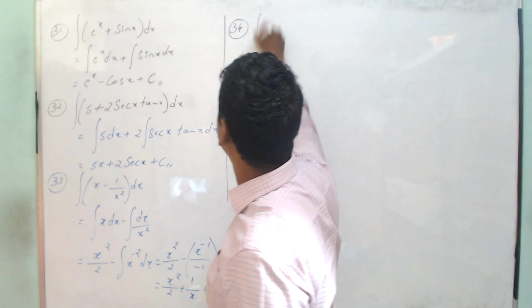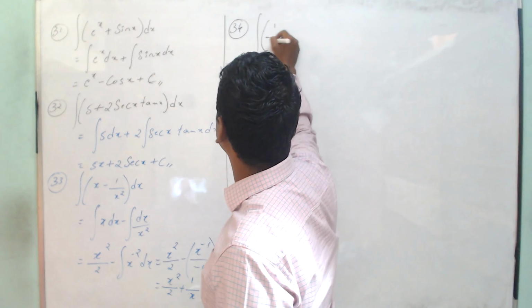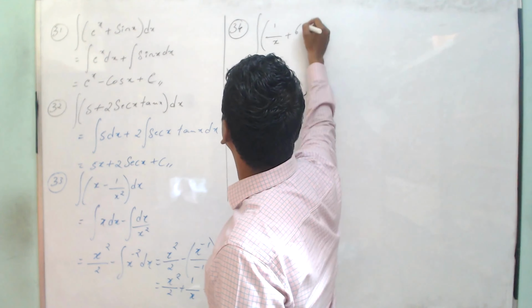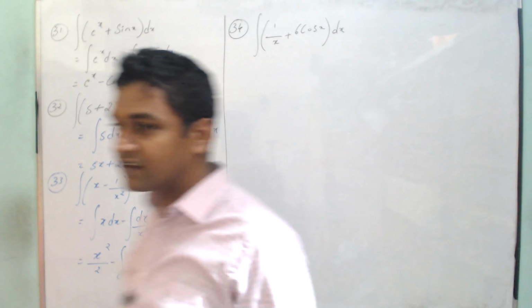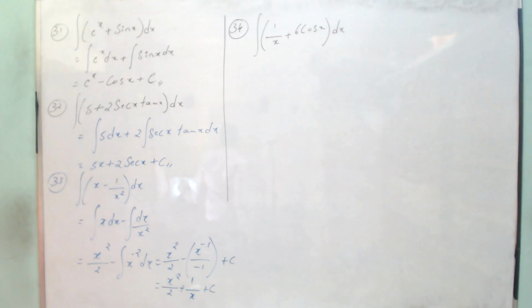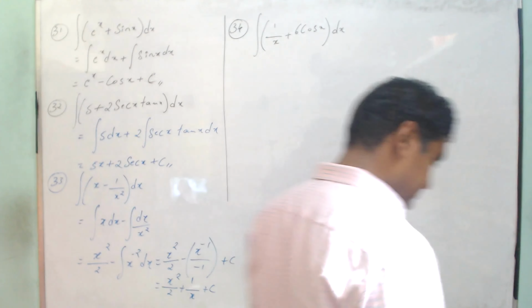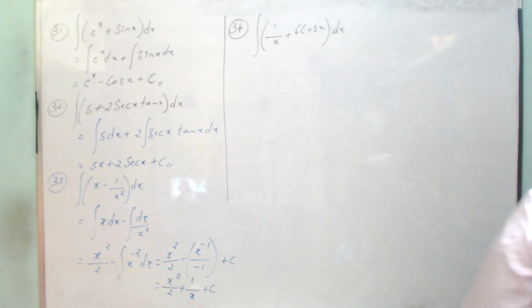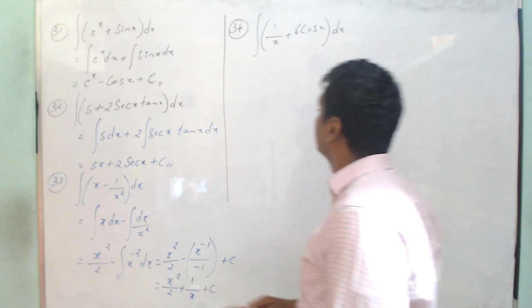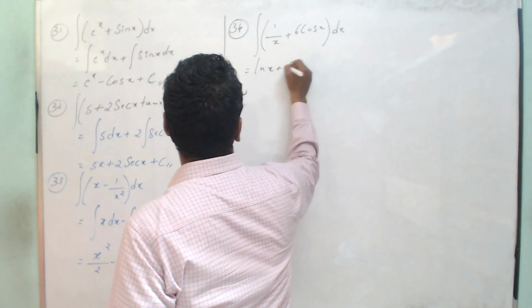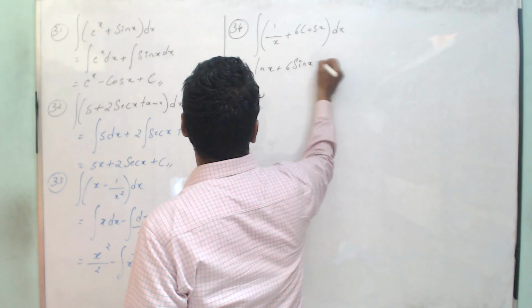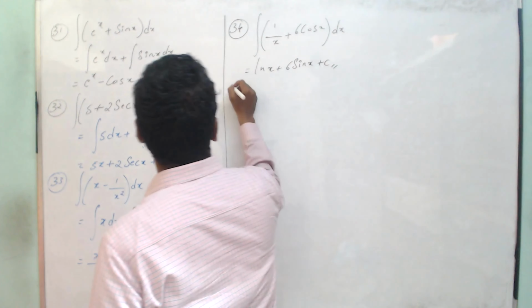Integral of 1 by x plus 6 cos x dx. dx by x is ln x plus 6 sin x plus c. So this is ln x plus 6 sin x plus c. Good.